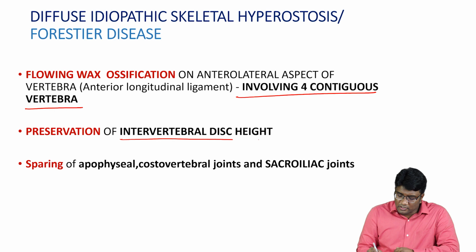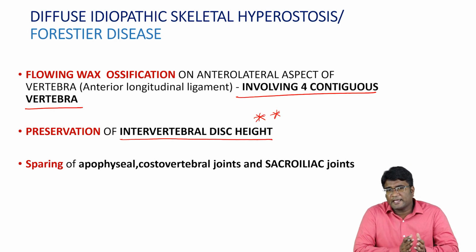There is preservation of the intervertebral disc height, and this differentiates it from ankylosing spondylitis. In ankylosing spondylitis, the disc height is reduced. There is inflammation and reduction in the disc space, whereas in case of DISH, there is preservation of intervertebral disc height.